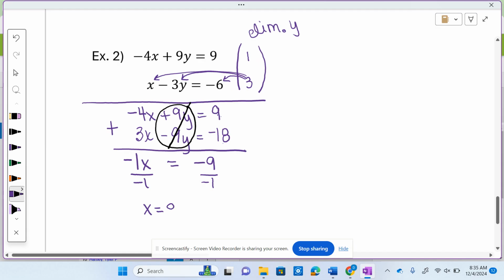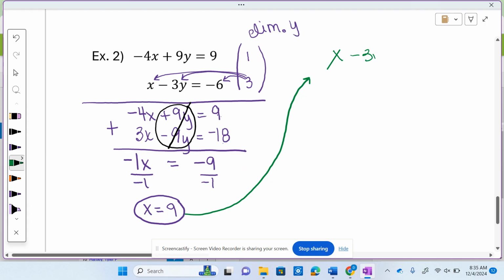X equals positive 9. Daniel, what do you want to do with that x equals positive 9? Do you want to put it in the top equation or the bottom equation? I totally agree. I would put it in the bottom equation too because it has a coefficient of 1. So I'm going to rewrite the bottom equation. X minus 3y equals negative 6. And I'm going to sub in x equals 9. Instead of the x, I'm just going to replace it with a 9. 9 minus 3y equals negative 6.